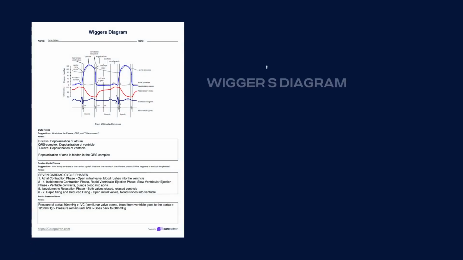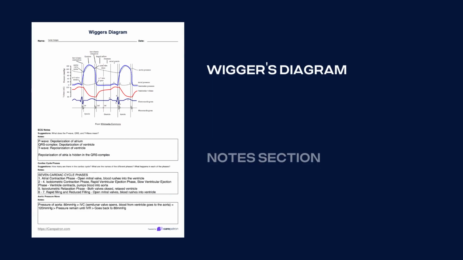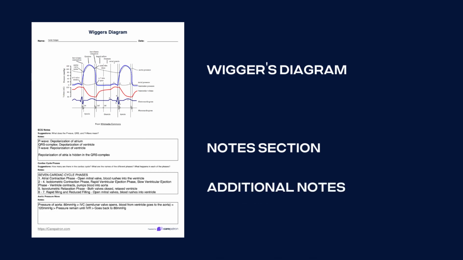On our template, you'll see the Wigger's diagram, sections where you can take notes on the observed ECG, cardiac cycle phase, aortic pressure waves, ventricular pressure wave, atrial pressure wave, phonocardiogram, and ventricular volume. There is also dedicated space at the bottom for any additional notes you may have.